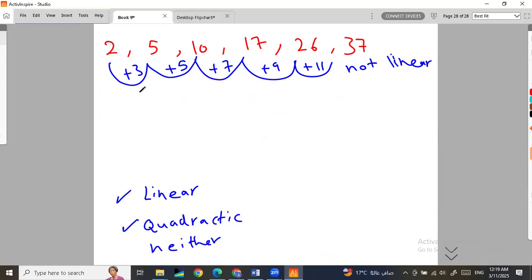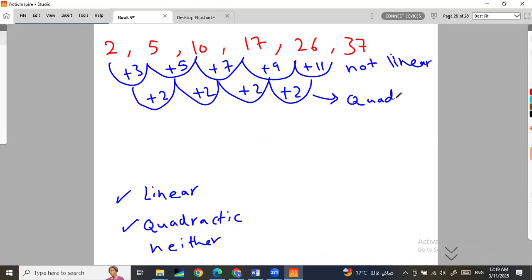Let's check the second differences. From the 3 to the 5, I added a 2. 5 to the 7, added a 2. 7 to the 9, added a 2. 9 to the 11, I added a 2. The second differences are the same, then it is quadratic.